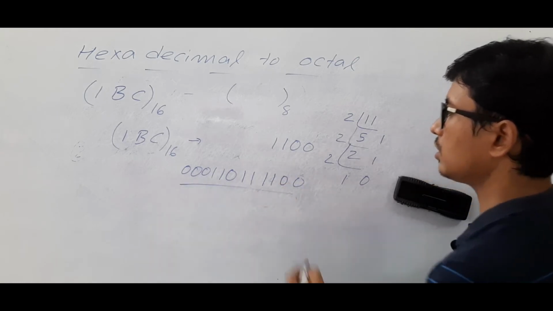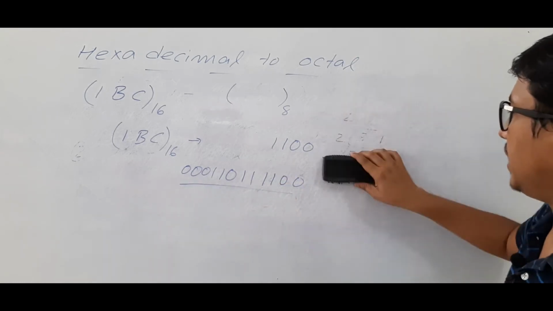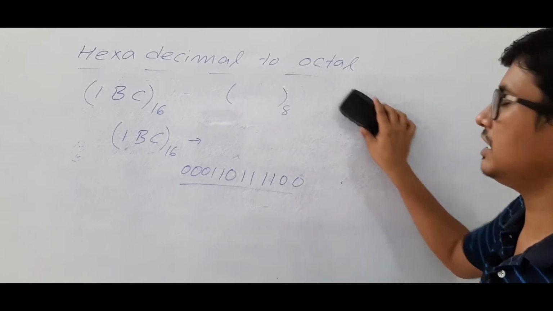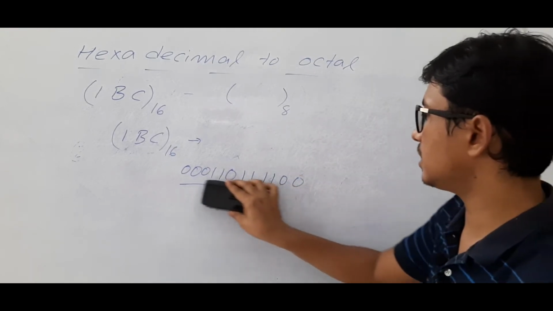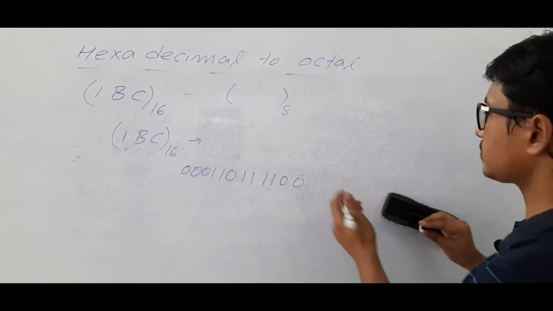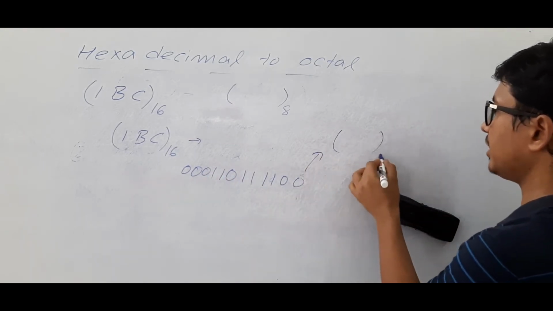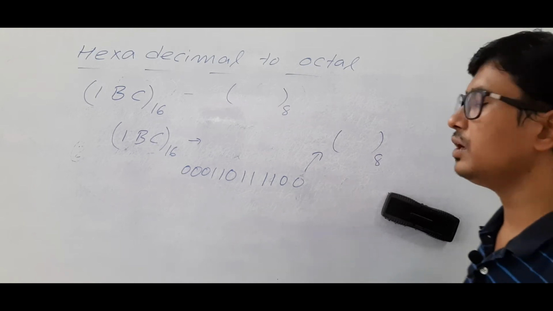So these are the 12 bits I got in the binary number when I am representing each digit in 4 bits. Now I need to convert this number to an octal. This is the final one I want. I want to convert into an octal number.